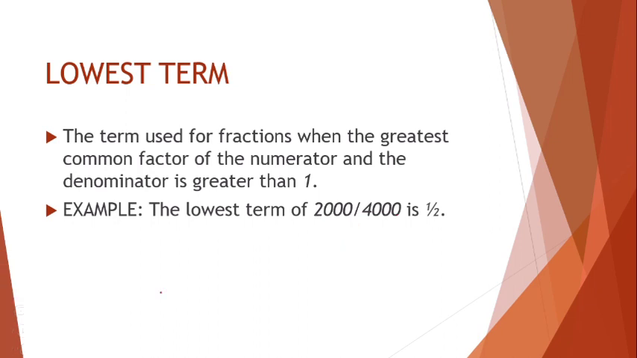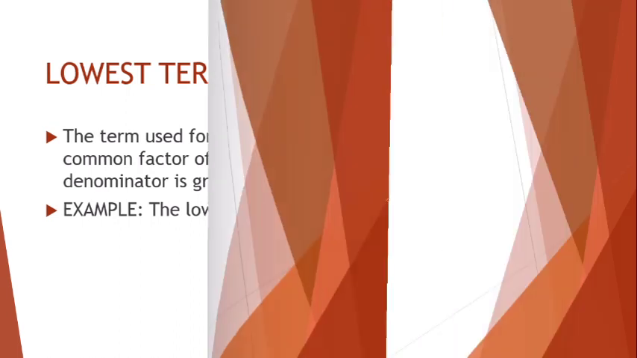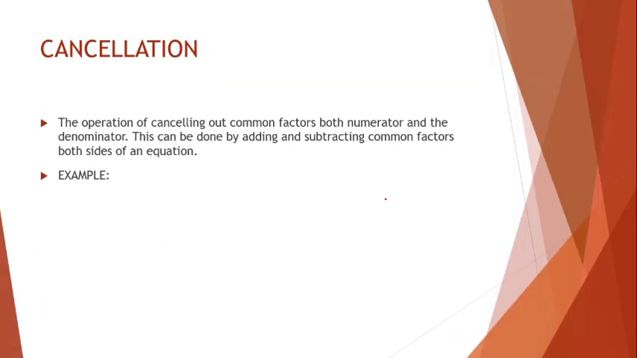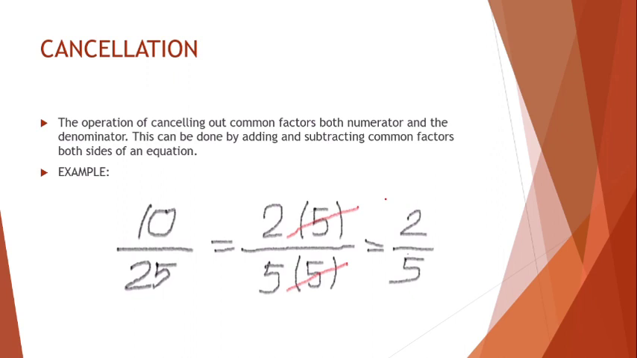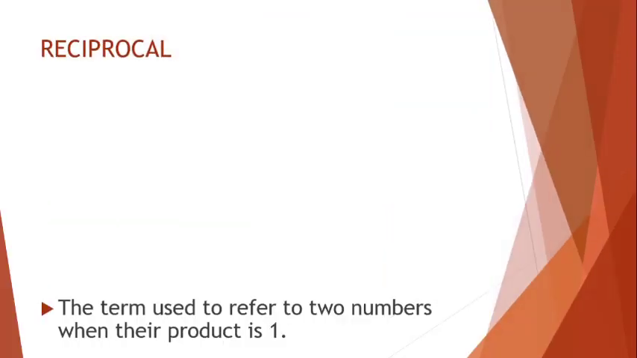So divide natin both sides of fraction into 2,000. So, 2,000 divided by 2,000 is 1. And 4,000 divided by 2,000 is equal to 2. Cancellation, syempre, yan yung nagpapadali sa ating multiplication. Ganyan lang. Okay?